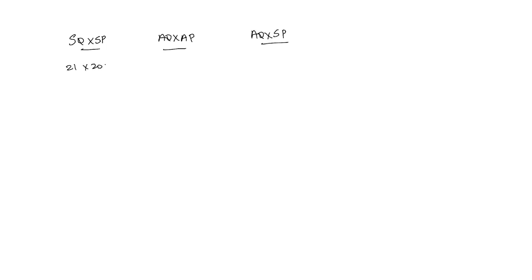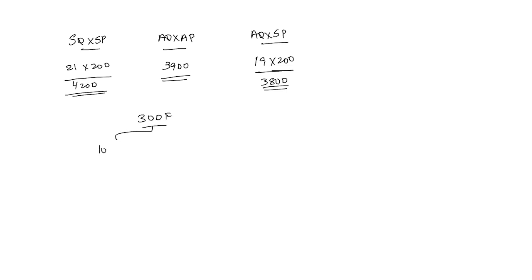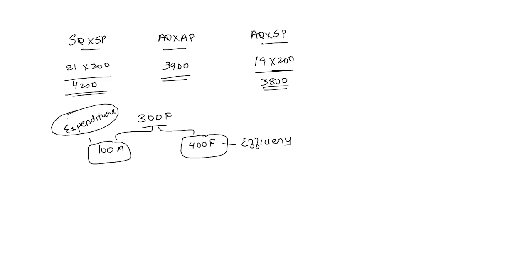Right? It will be 21 into 200. This one will be 3900. Here it will be 19 into 200. So this one is what they are calling efficiency variance. And this one is what they are calling expenditure variance. All right.